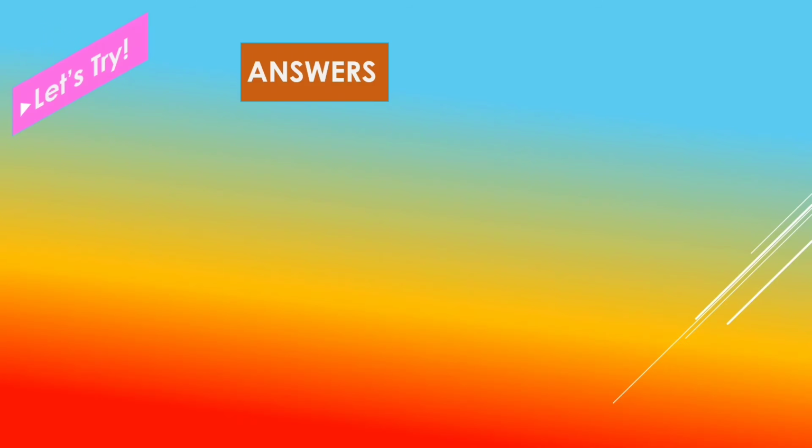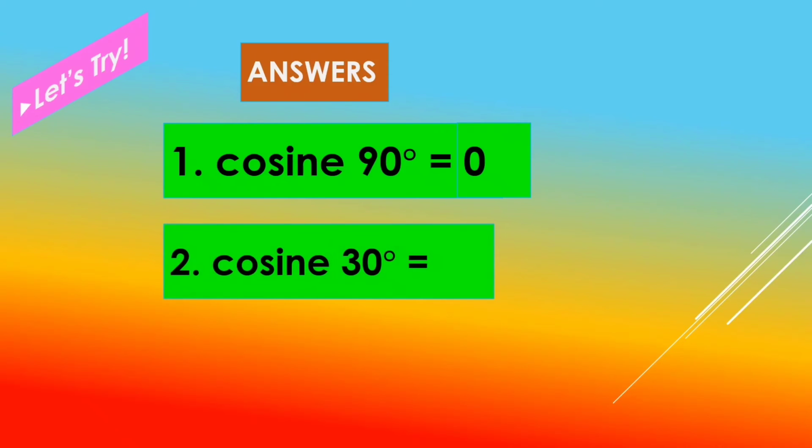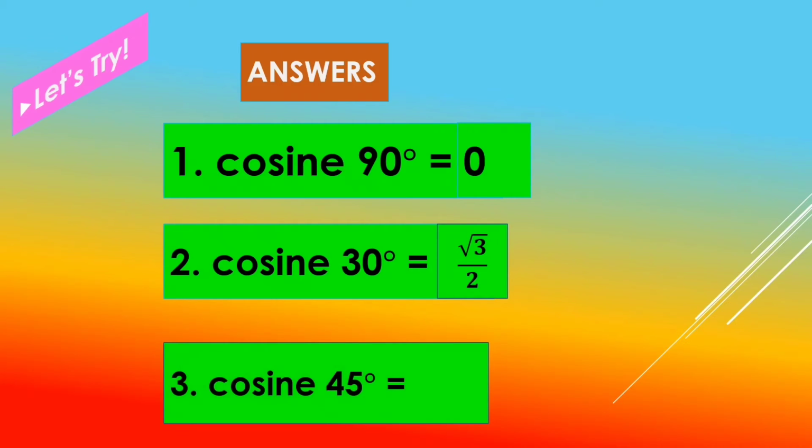Let's check your answer. Number 1, cosine 90 degrees. If your answer is 0, you're correct. For number 2, cosine 30 degrees. And if your answer is square root of 3 over 2, you are correct again. For number 3, cosine 45 degrees is equal to the square root of 2 over 2. Very good.